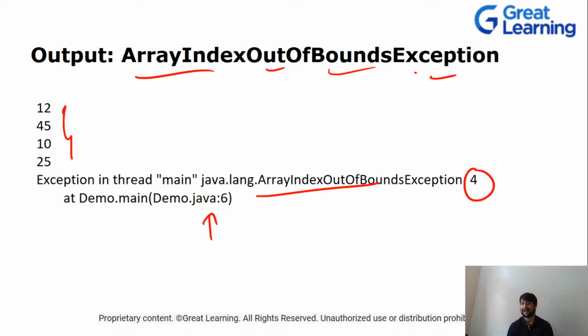Why this happened? And similarly, you can get a string index out of bound error as well. Okay, it will work for both arrays as well as strings.